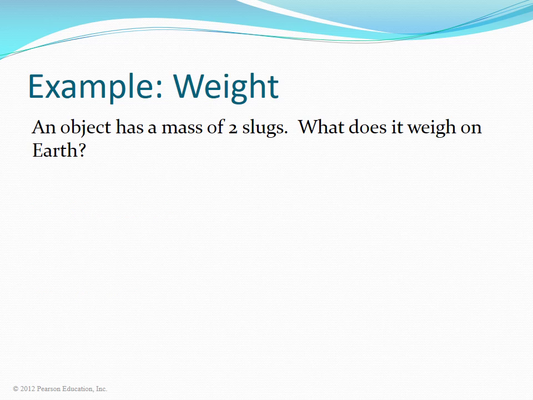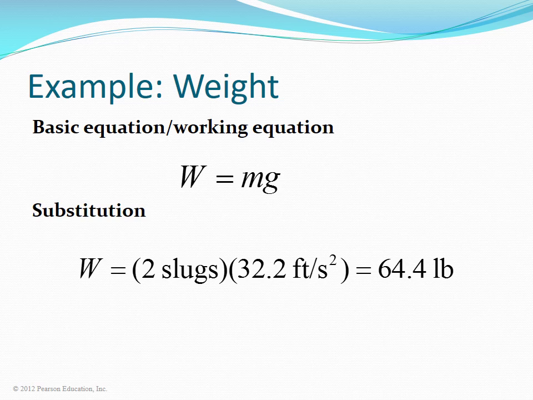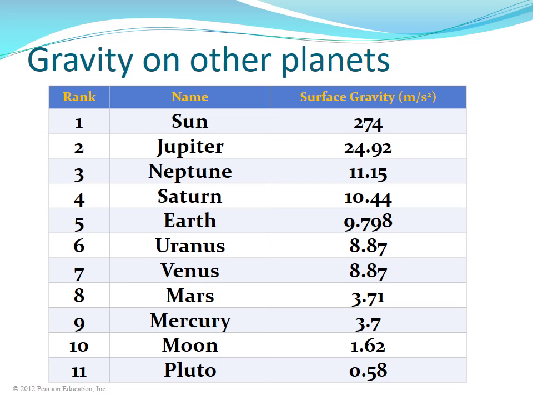An object has a mass of 2 slugs. What does it weigh on Earth? The basic equation and the working equation are the same. The weight equals the mass times the acceleration of gravity. Substituting what we know gives a weight of 64.4 pounds. Here's the acceleration of gravity on various planets in terms of meters per second squared.